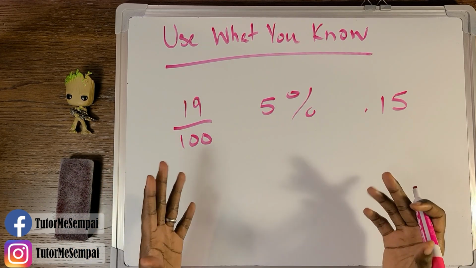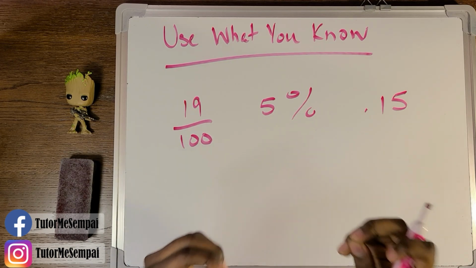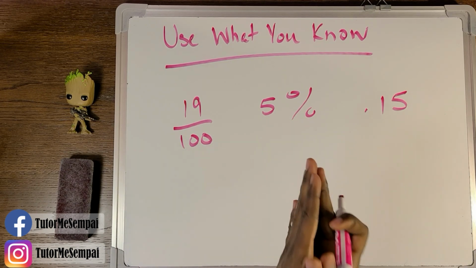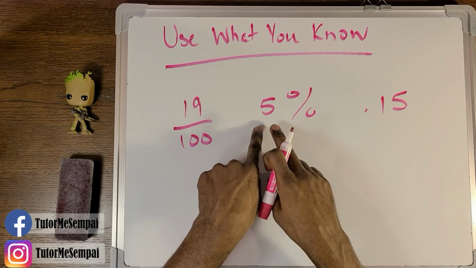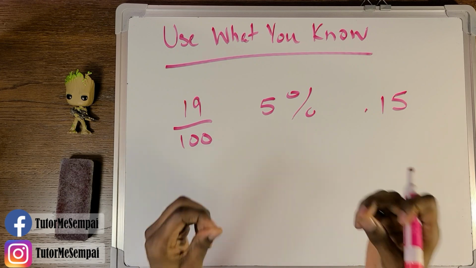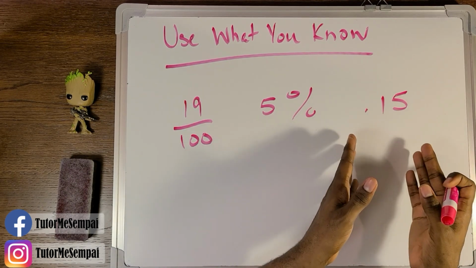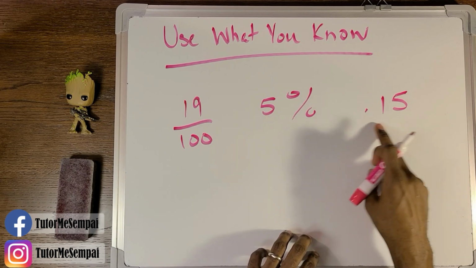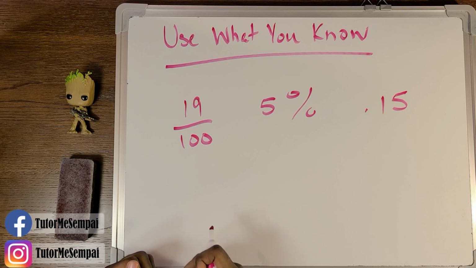Well, we know that our percentages are always going to be over 100 if we were to convert them into fraction form. Whatever number is here, it's always going to be over 100. This is a special type of fraction. But what do we know about our decimals? Well, whenever we have two digits like this, it's also going to be over 100.